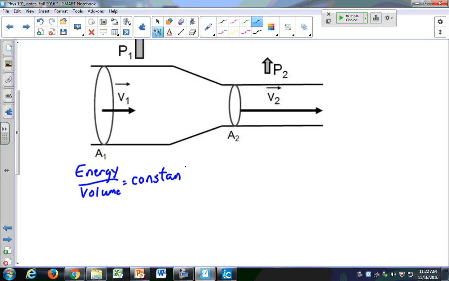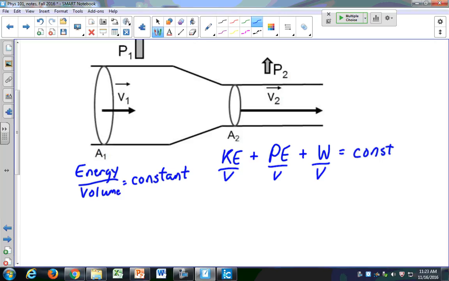That at any point in a fluid, in a liquid in this case, because it's an ideal fluid, the energy per unit volume has to be a constant. And our energy can have three different components. Our energy can have kinetic energy, it can have gravitational potential energy, and we can do work, because a fluid can do work. This has to be constant when they're all divided by volume.